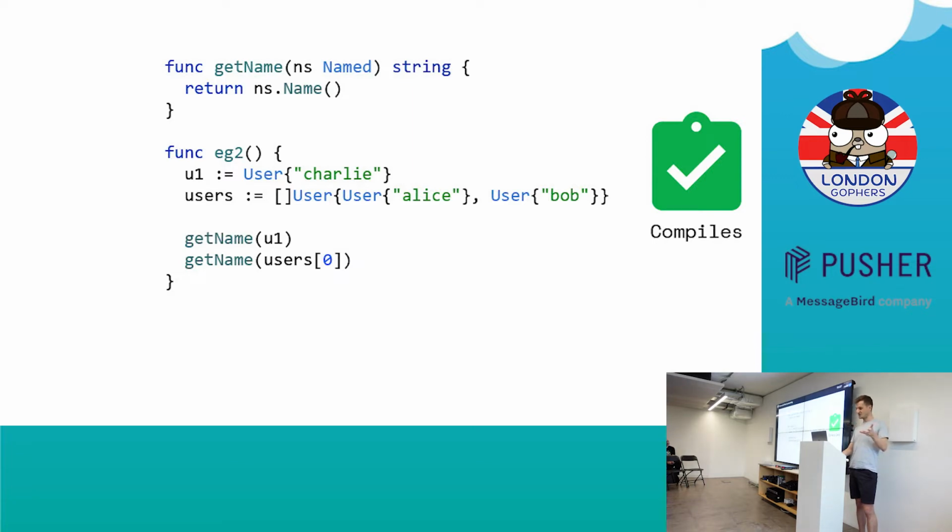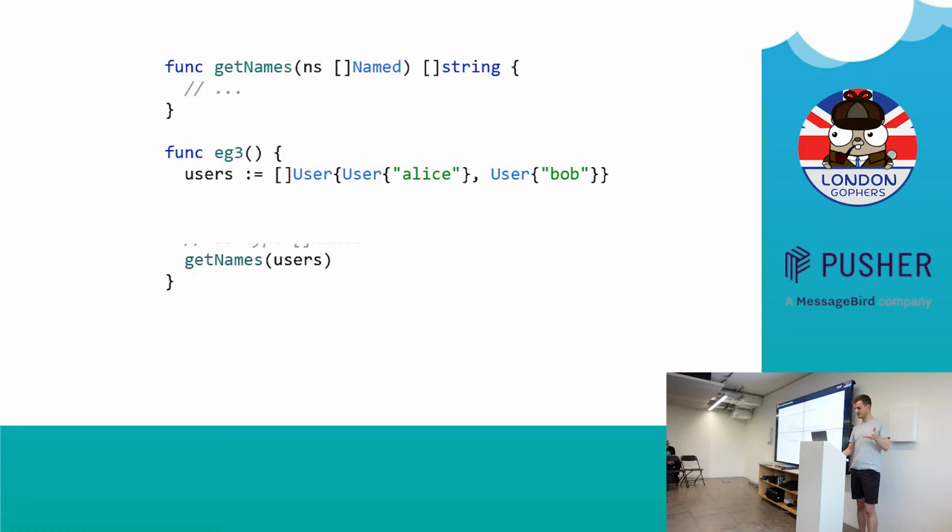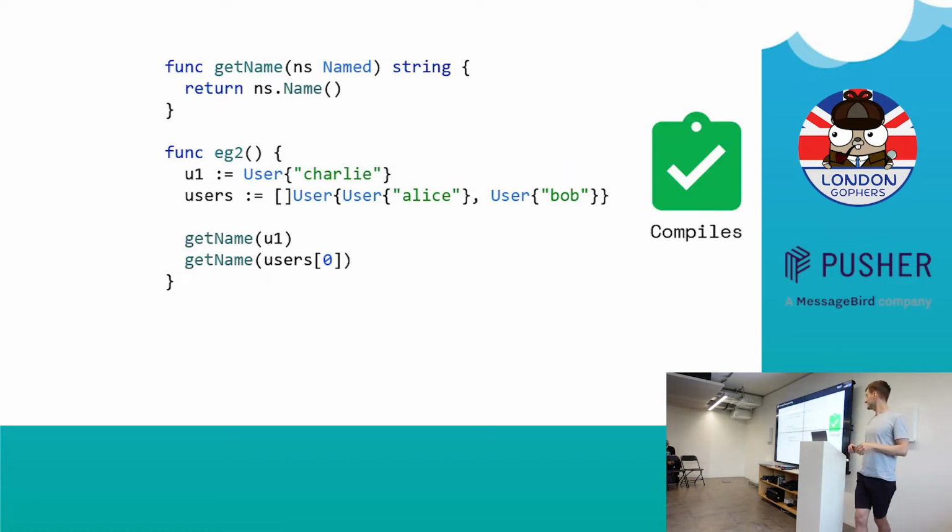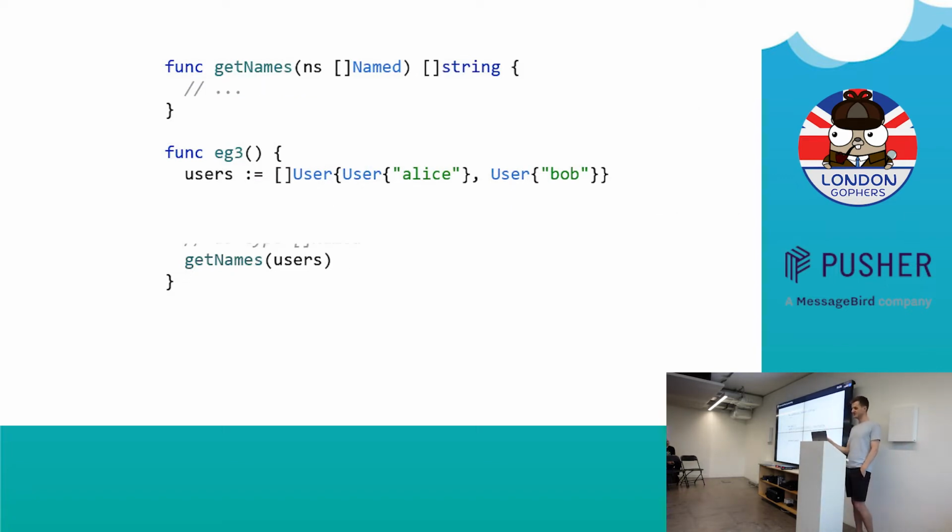So where's the bit that tripped me up? What's this? You can see now we start off with a function taking a single Named. So we're taking a single Named value. You can see we're creating a user struct. We can pass it in, it compiles, everything's good. But then we go to this. What we're doing is making a slice of Named. Does this compile? And we know the user is a Named.